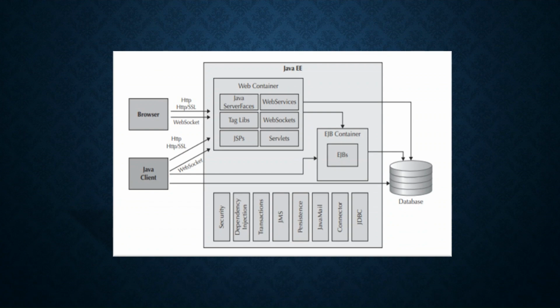The large box labeled Java EE represents the Java EE platform. It refers to the runtime environment provided by the Java EE application server. All the code that we develop runs in this environment. The environment is also called Java EE container. It is made up of two other containers, web container and enterprise Java Bean container.